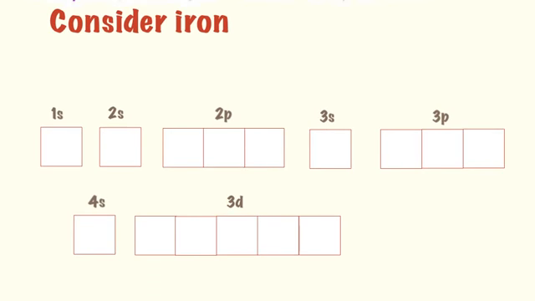Let's go to an even harder one and consider something that's actually got a transition metal and it's got some 3D electrons. So let's consider iron. Now iron is number 26 and has 26 electrons.